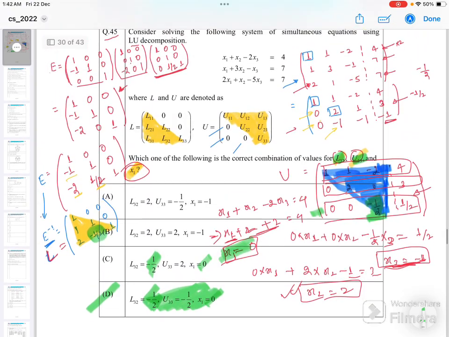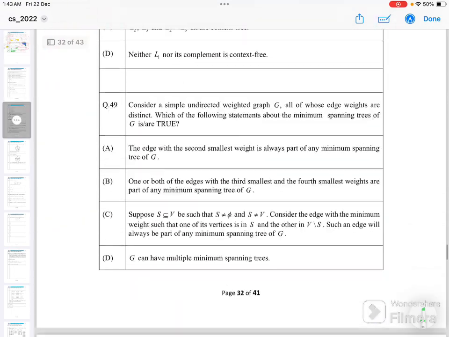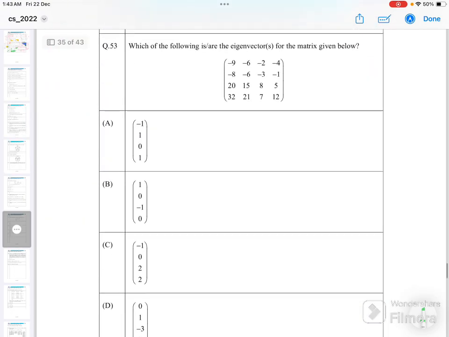Okay, so this is a complete solution. I hope you got the idea of how we have done this. Okay, let me proceed with the further question. That is one more question we have, that is 53.